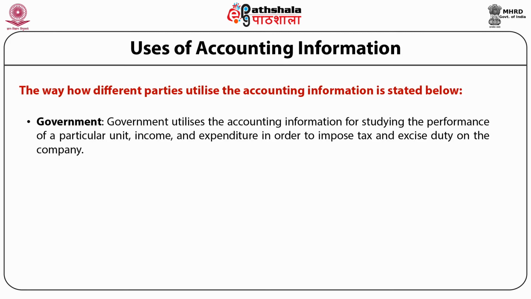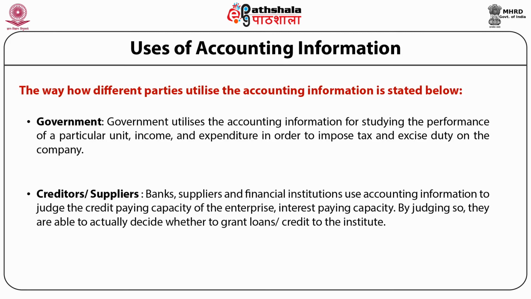Number four, creditors or suppliers. Banks, suppliers, and financial institutions use accounting information to judge the credit paying capacity of the enterprise, interest paying capacity. By judging so, they are able to actually decide whether to grant loans or credit to the institute.